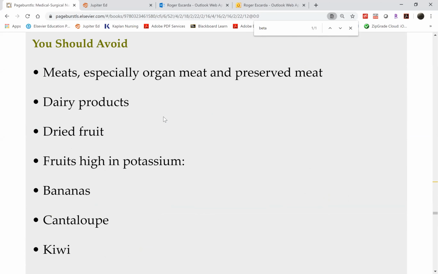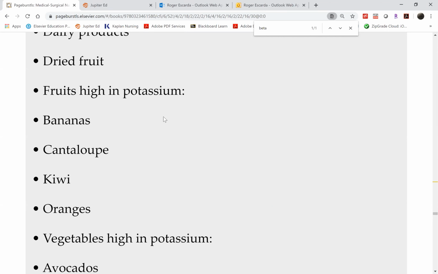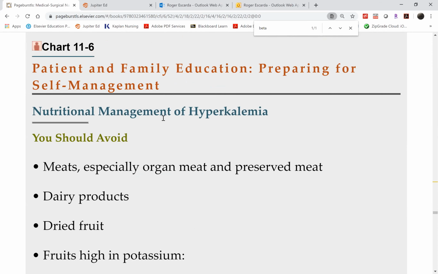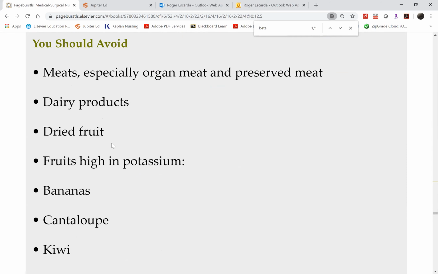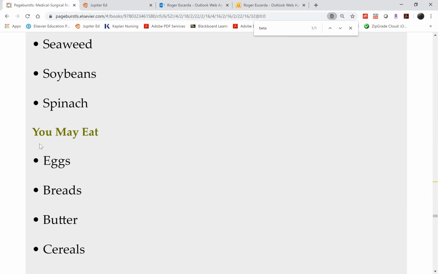11-6. This is your list of foods that are high in potassium. So this is under hyperkalemia. That means when they say you should avoid, these foods right here are very high in potassium. And when it says you may eat, that means these foods right here are low in potassium and are therefore okay to eat.